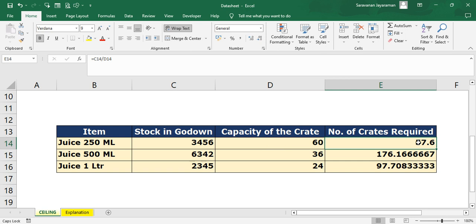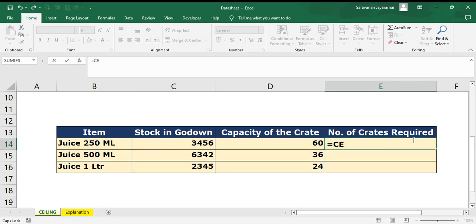So how do we do that in a single formula? Let's see. First we need to have this number and the ceiling of this to the nearest one. So I'll remove this. Okay, let's understand with the formula. I put ceiling, and now we want the number. The number is this divided by this: stock divided by the capacity, and the significance will be 1.